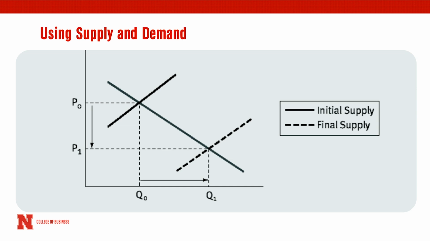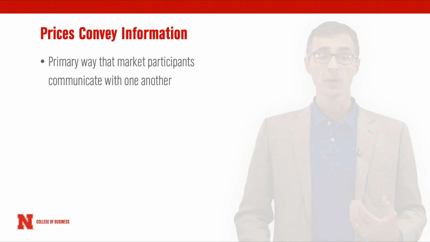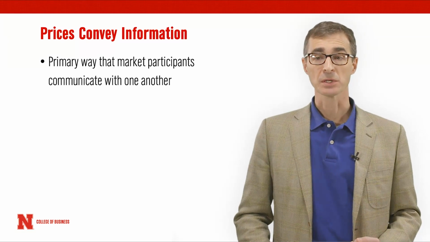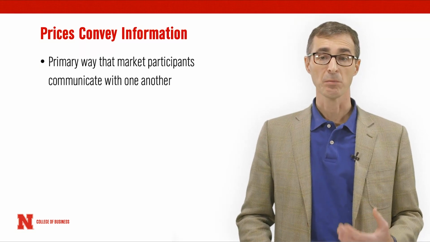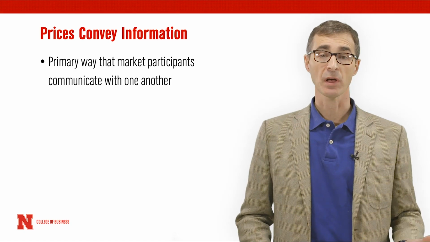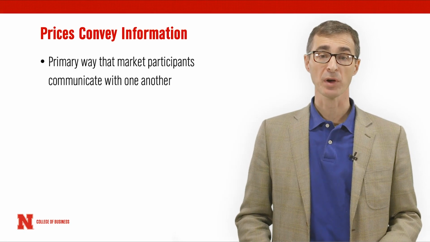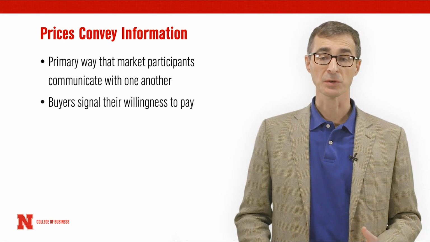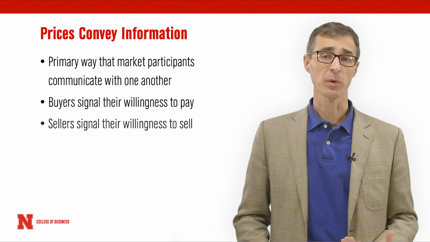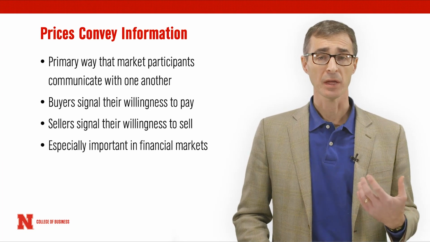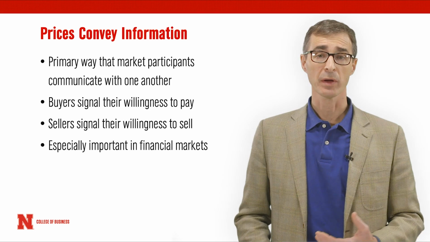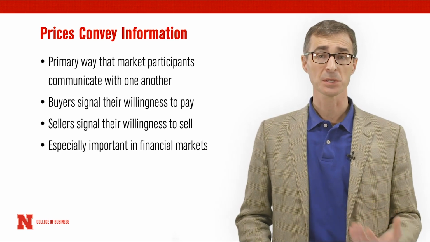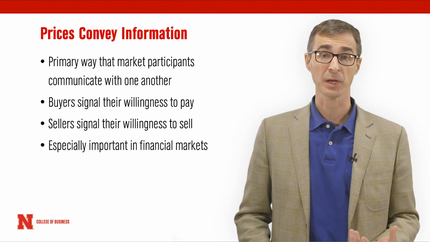That's led to, as we can see in this illustration, an increase in the quantity from Q0 to Q1 and a decrease in the equilibrium price from P0 to P1. Prices are the primary way that market participants communicate with one another. Buyers signal their willingness to buy and sellers signal their willingness to sell through the price mechanism. Price information is extremely important in market economies and in particular financial markets, where the value of buyers and sellers is communicated primarily through the price mechanism.